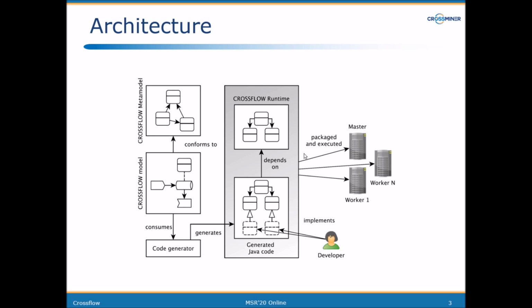Let's take a look at the architecture of CrossFLOW. On the left, we can see that the workflow is created through a domain model. This model conforms to the CrossFLOW meta model and is created through either graphical or textual editors by the domain expert. When the domain expert has created this model, code generators are used in order to create the boilerplate code required for this workflow to be amenable to parallel and distributed execution.